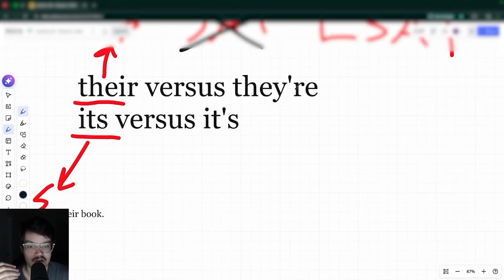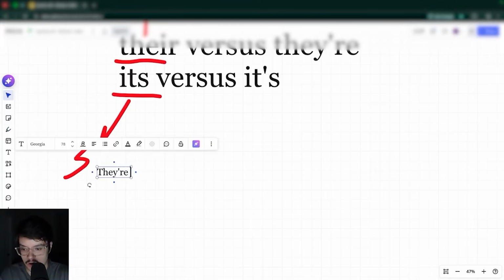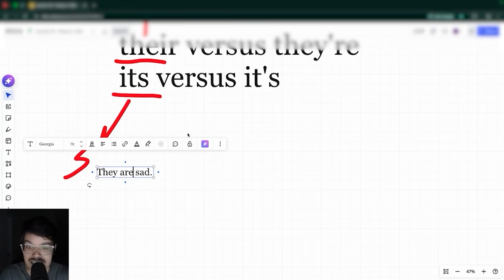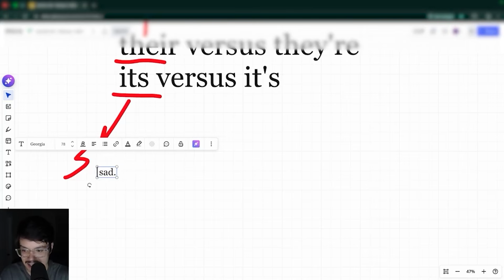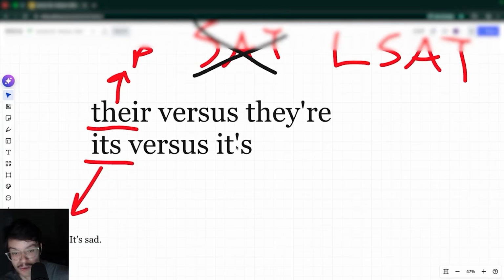There, with the apostrophe, that basically means they are. So I could say something like, they're sad. Basically, we're saying here, they are sad. That's just another way of writing it. Same thing for it's, basically saying, it is sad is the same as saying it's sad. So that is how that works. So this is not possession at all. These are just completely different things that have nothing to do with this stuff here.